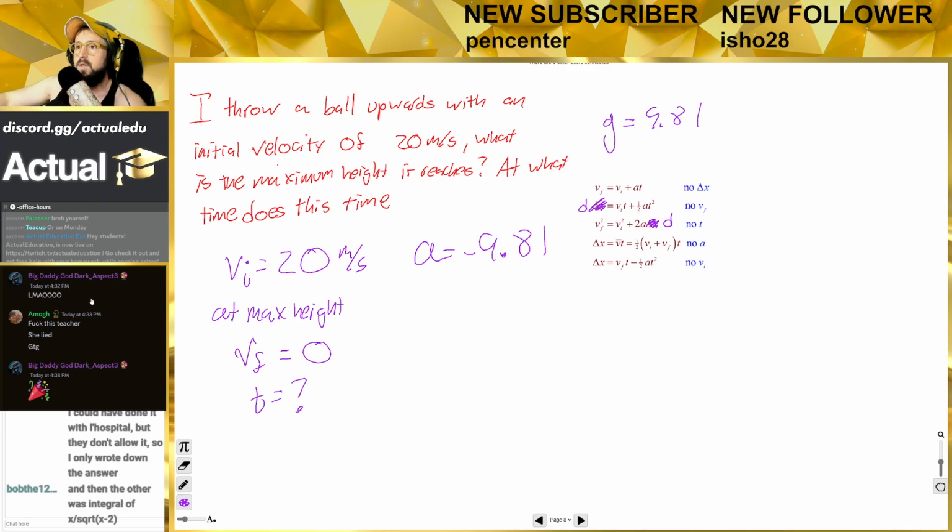Okay, good. So it's negative because going down is negative and going up is positive. That's what we just say. That's a convention. Okay, so from this, we can figure out what the time is, right?